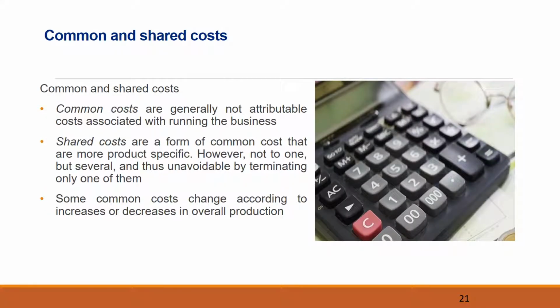As a final cost concept, we will shortly touch upon common and shared costs. Real common costs are general, not attributable to specific products or services. Typical examples of common costs are the salary of the CEO and the CFO, rent for buildings, and headquarter expenses. Shared costs are a form of common cost, but the term is sometimes used for common costs that are specific to some, but not all products, and thus not avoidable by terminating only one of these products. Shared costs are also referred to as joint costs.